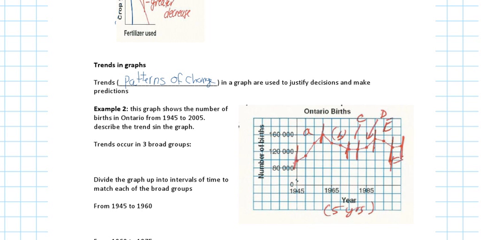We have a graph here that is the number of Ontario births from 1945 all the way to 2005, okay? And when we're looking at a graph, we see that sometimes we have increase, sometimes we have decrease.